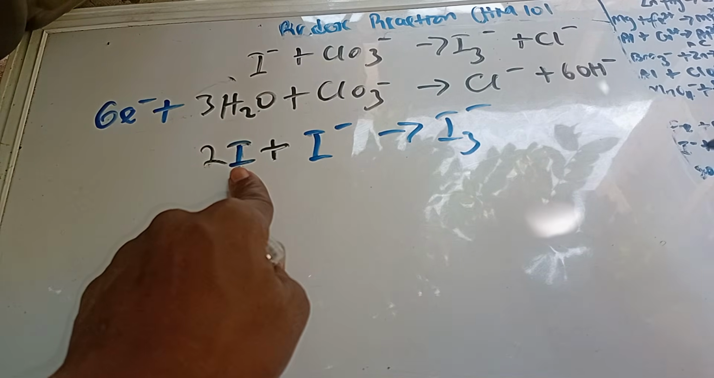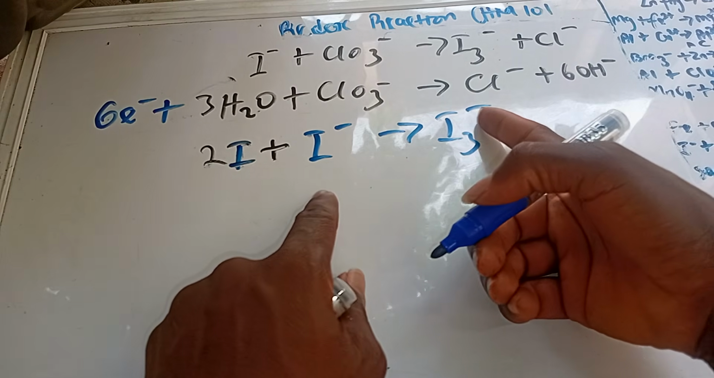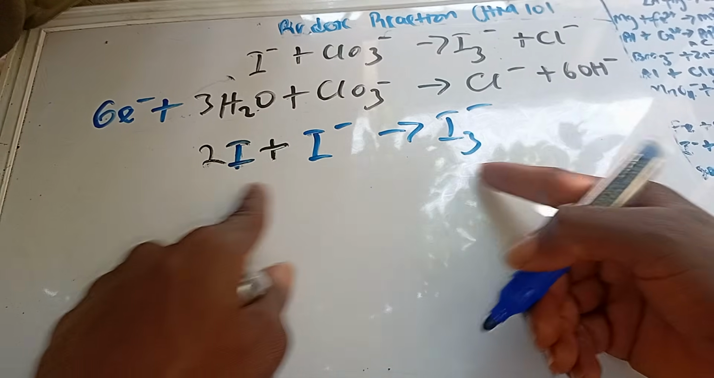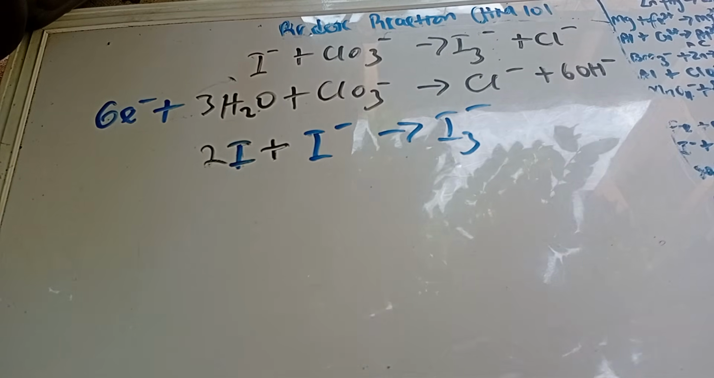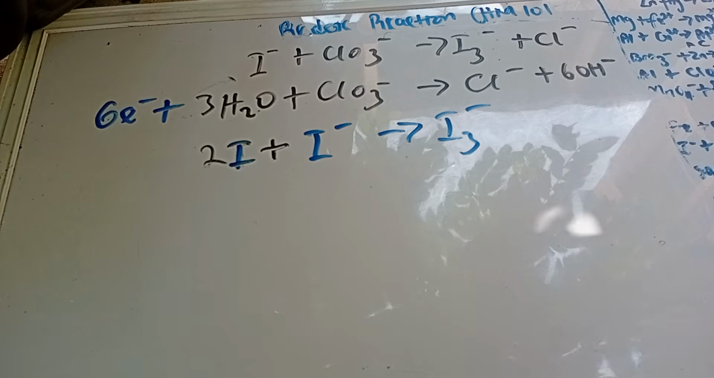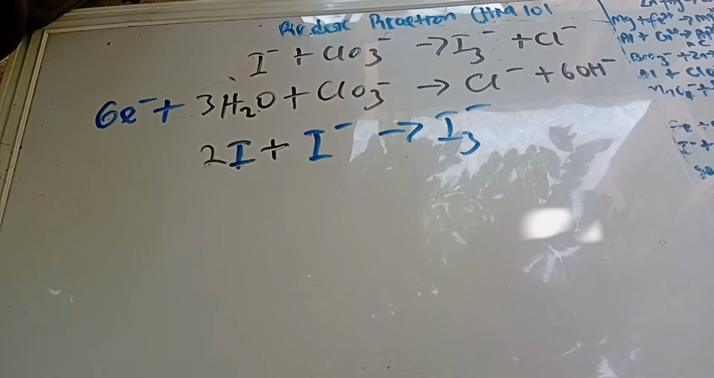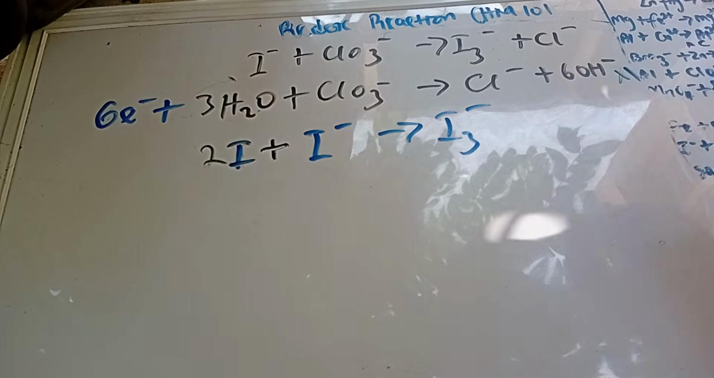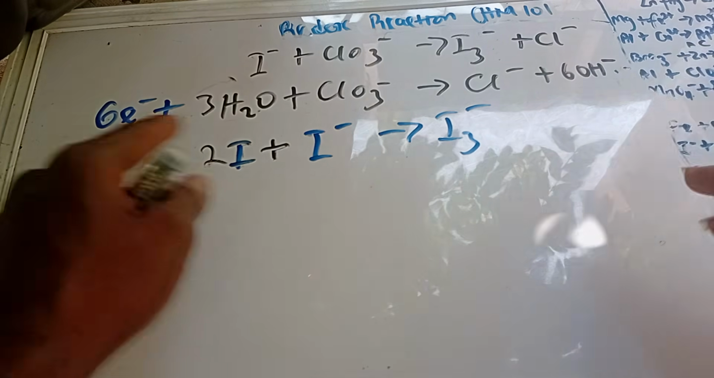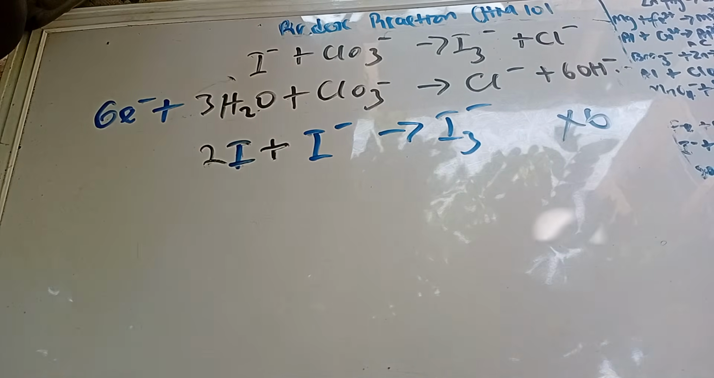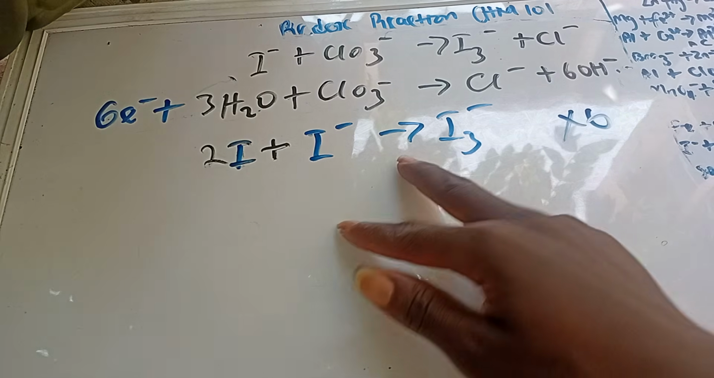So I have to add 2 iodine here to make it up to 3. Now here we have charges -1, -1. The charges are balanced, isn't it? So we don't need to stress ourselves with this one. But now, how do we balance the electrons? This is going to be times 1. You are going to multiply this one by 6, the number of electrons. Wait. Electron has to be on this side.